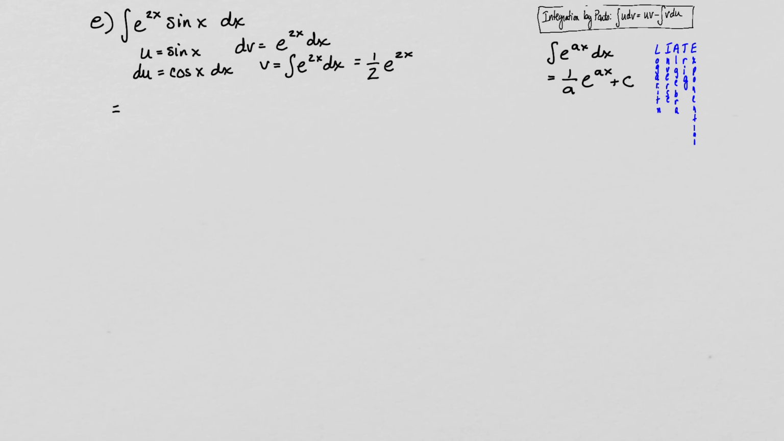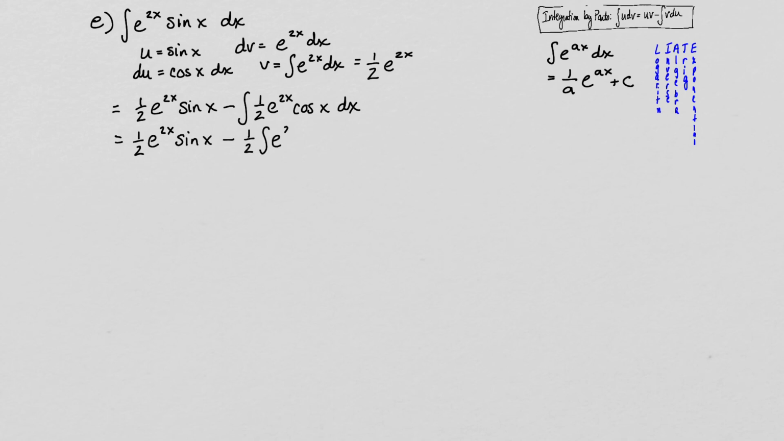So this is going to be uv, so 1/2 e to the 2x sine x. I wrote the v first instead of writing u first, but it doesn't matter. It just makes it look a little nicer here. So uv minus the integral of v, 1/2 e to the 2x, du, cosine x dx. So I end up with 1/2 e to the 2x sine x minus 1/2 the integral of e to the 2x cosine x dx.